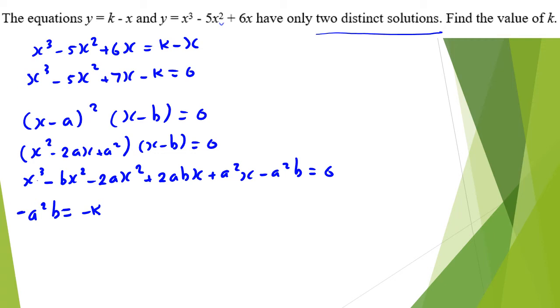I end up with -b minus 2a equals -5, and I will end up with 2ab plus a squared equals 7. Now I've got three different equations and three different unknowns, if you think about it. So I could use those two equations here to find the values of a and b. And then how would you work this out? Rearrange it in terms of b.